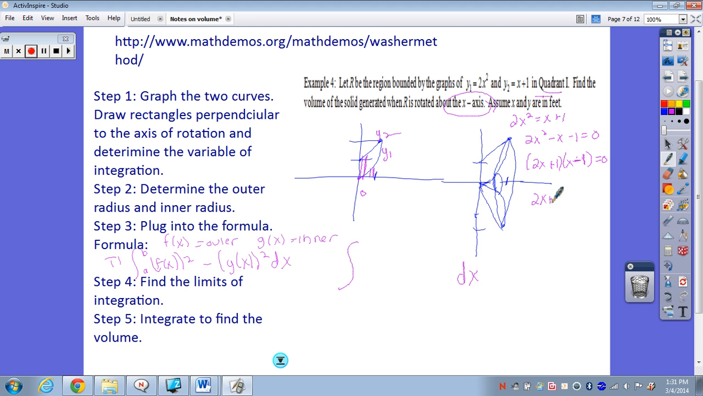And then I set each one equal to 0. So x is -1/2, or x is 1. We want the first quadrant, so it's going to be x is 1. So we're going to go from 0 to 1.